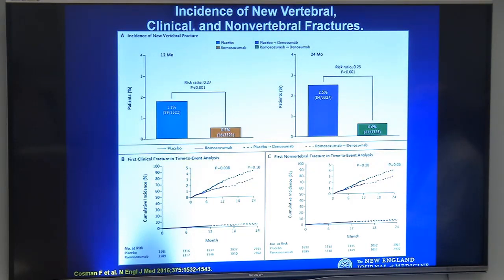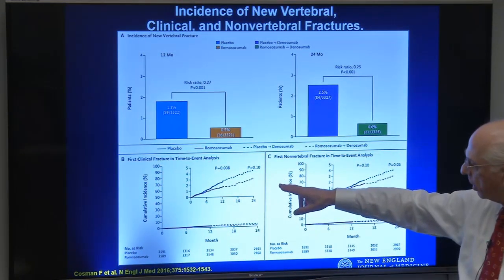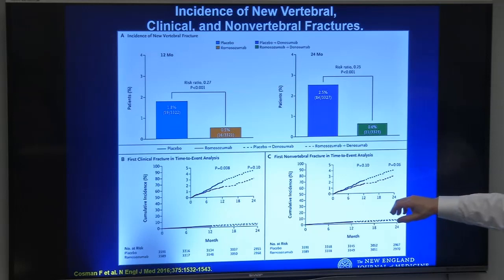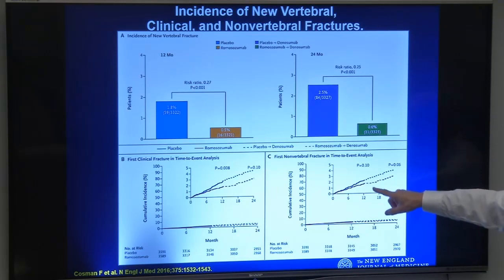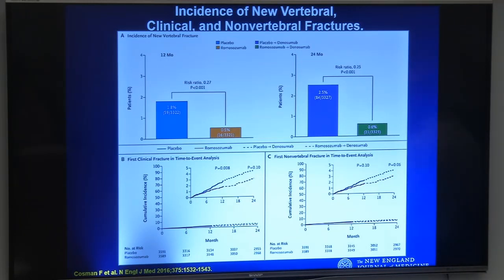In terms of incidence of new vertebral fractures, I've shown you this. This is the 24-month data. Now, clinical fractures are shown here, also significant. But if you look at first non-vertebral fracture at 12 months and at 24 months, there wasn't a significant difference. Now, that was surprising. Some people would say disappointing, because we want these drugs to be globally effective. Yes, vertebral fractures, yes, clinical fractures, but what about non-vertebral fractures? We're not seeing a significant reduction.